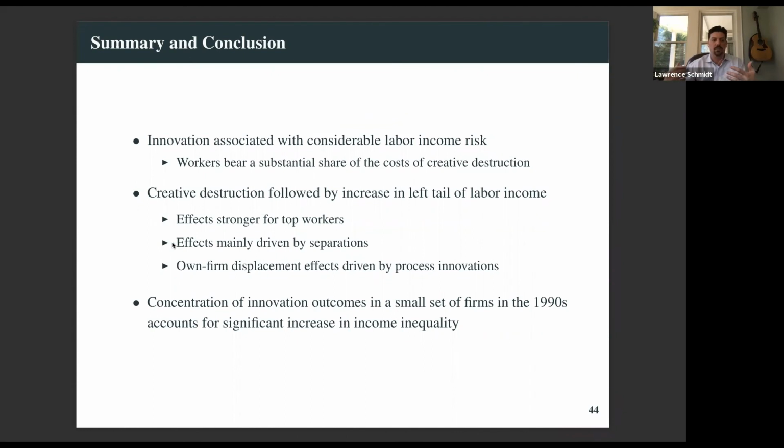This turns out to be higher for top workers driven by separations, and even a firm's own innovations can be associated with bad outcomes, especially those associated with process innovation.